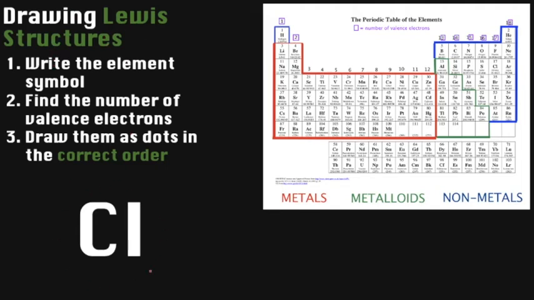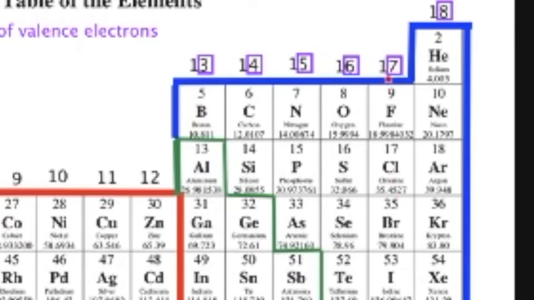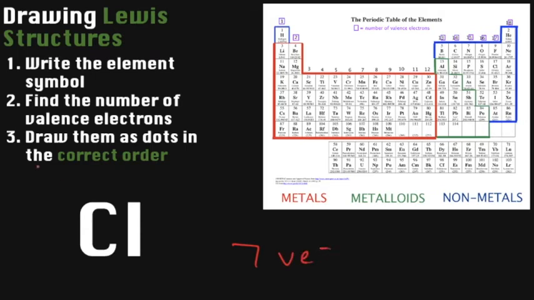This is for chlorine here, okay? Chlorine, Cl. So the first thing we do is write the element symbol, Cl, and find the number of valence electrons for chlorine next. And what we would do is look at where chlorine's at. Chlorine's right here. It's under group 17, which means that there are 7 valence electrons. And I'm going to go ahead and write that down here. There's 7 valence electrons. So I would put those valence electrons on in the correct order. I would go 1, 2, 3, 4, 5, 6, 7. So notice that there's 1 electron by itself. So this is what the Lewis structure for chlorine would look like.